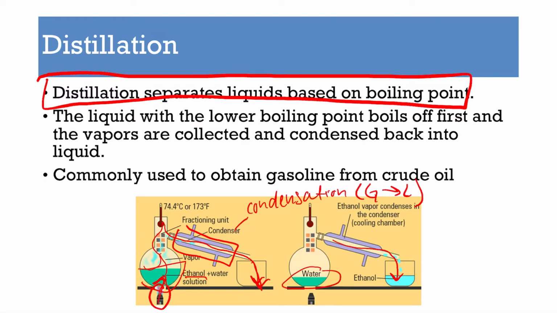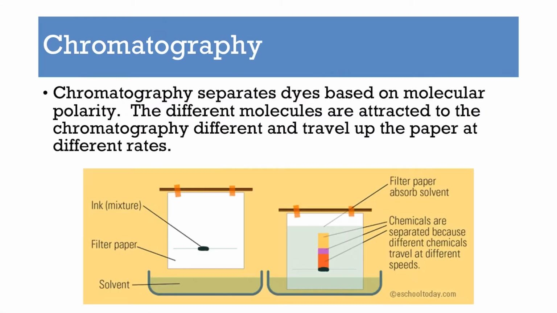Now, water is left behind because the temperature inside this round bottom flask never got to water's boiling point, so it only stayed in its liquid form. So, this point right here, the liquid with the lower boiling point boils off first, and that's where that comes into play. Okay, chromatography separates dye based on molecular polarity.